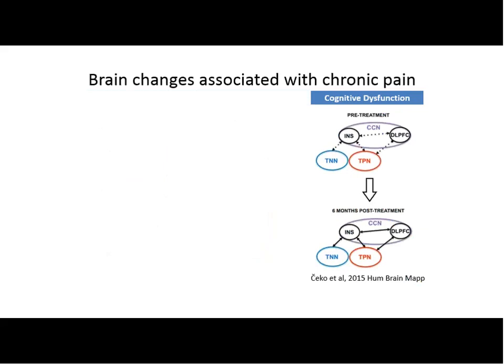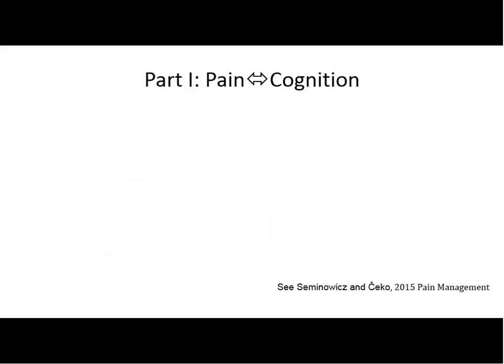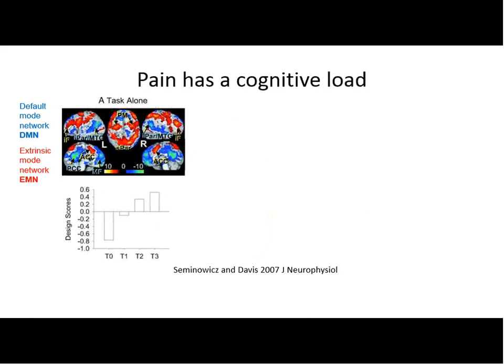This is the work that extends from my PhD thesis, where I first got into pain and neuroimaging, and that's where I'm going to start. We recently wrote, it's not so recent anymore, I guess, in 2015, but if you'd like to read anything more on what I'm going to talk about in this topic, you can read a review that we wrote in Pain Management a couple of years ago. So pain has a cognitive load. I'm going to talk about a few different brain networks, and I'll describe them briefly.